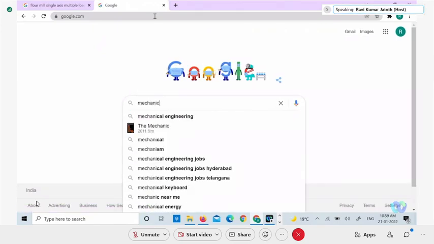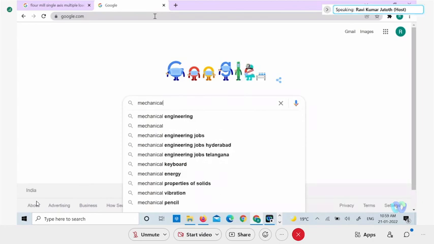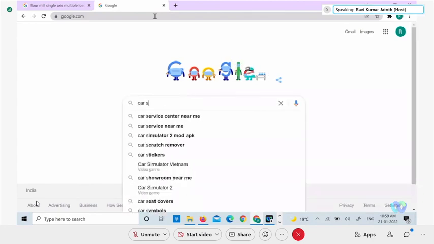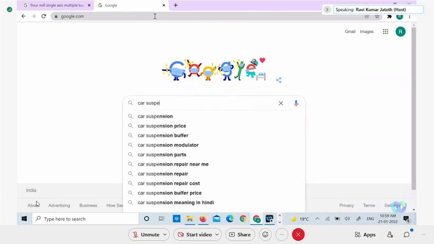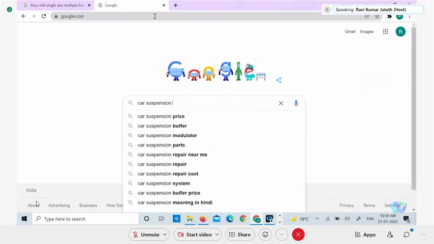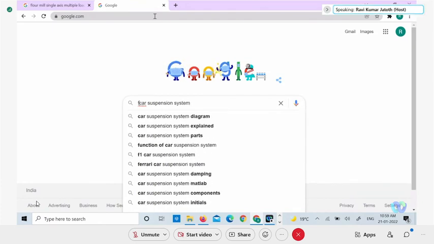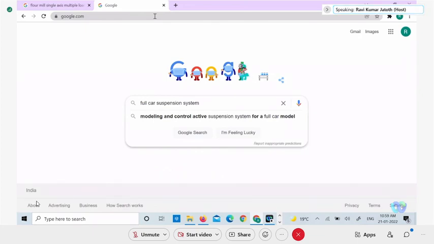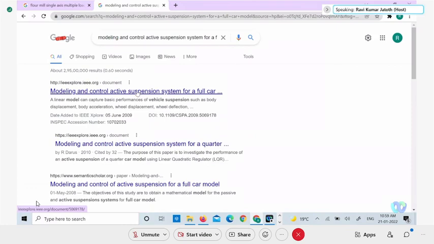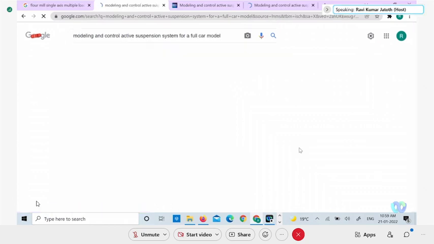Mechanical system. Mechanical system means car suspension system. Car suspension system. So this is full car. Okay, modeling and control of active suspension for full car. So now if you try to see, you will get a research paper here, which is in 2009 actually. This paper is in 2010. And now if you try to see images regarding this.